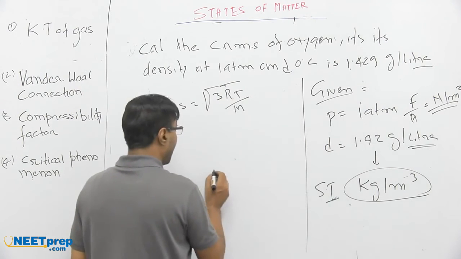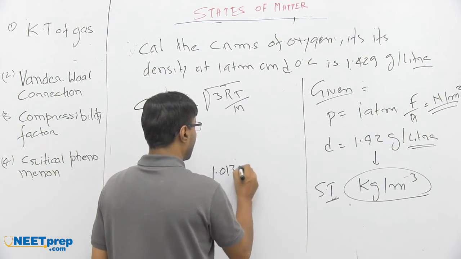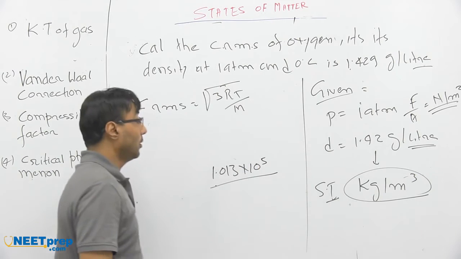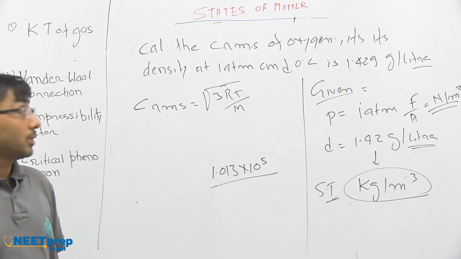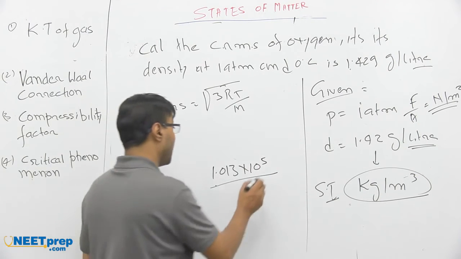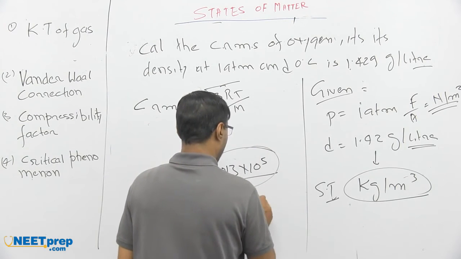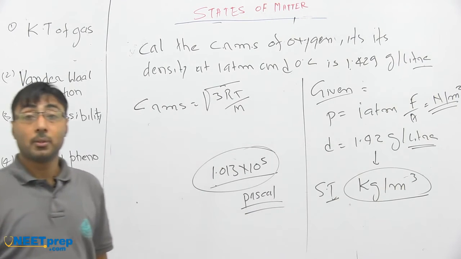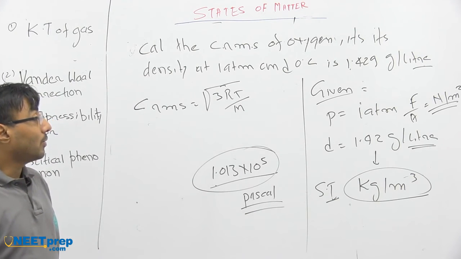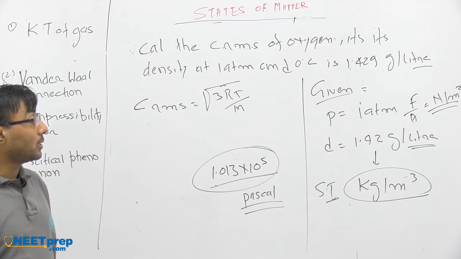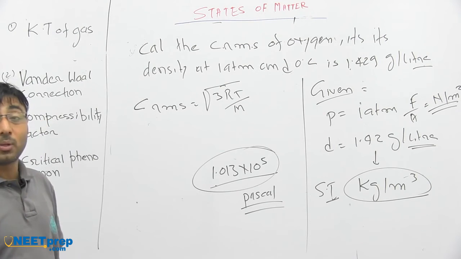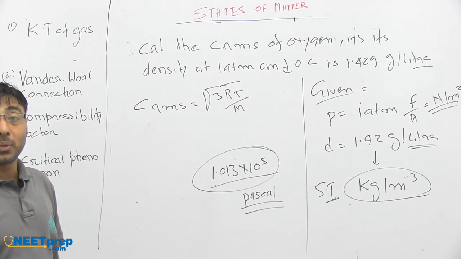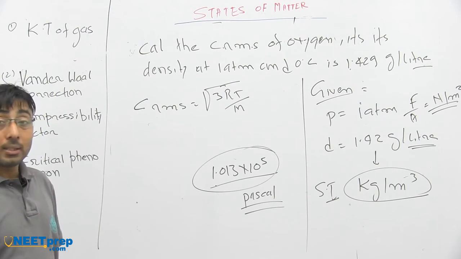When we convert 1 atm, it is 1.013 into 10 raised to power 5. This value is known as Pascal, which is again the unit of pressure. So the given parameters are in terms of pressure and density, but the formula is in terms of R, T and M. It means there is no place for P and V.